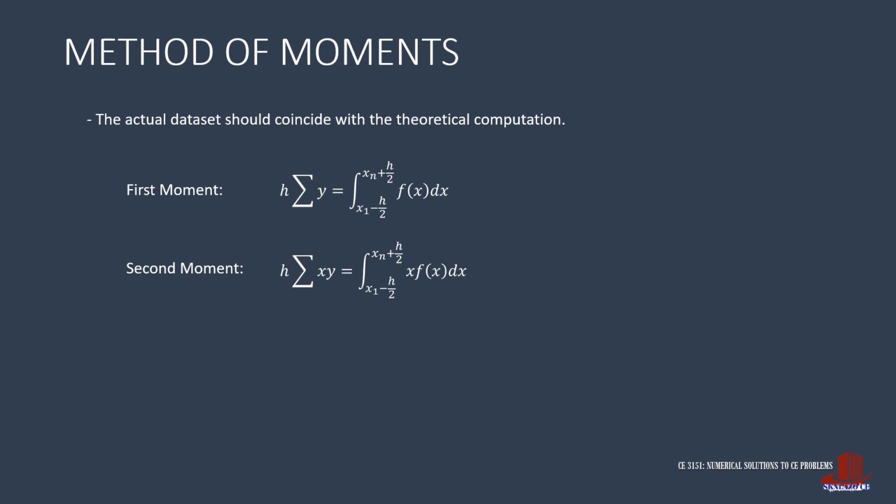If you analyze these two equations, you would find a pattern that the first moment is just multiplied by x to have the second moment. Thus, the third moment can be taken just the same, having h times the summation of x squared times y equal to the integral of the square of x times the function of x. Now, what are these moments? They are actually the equations provided to look for the variables in curve fitting.